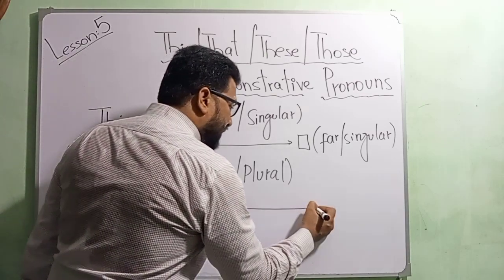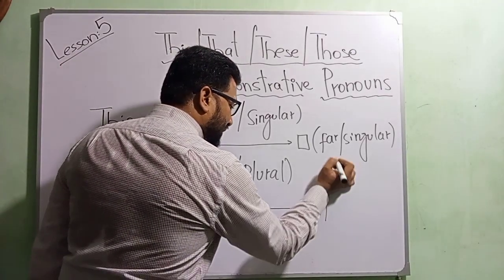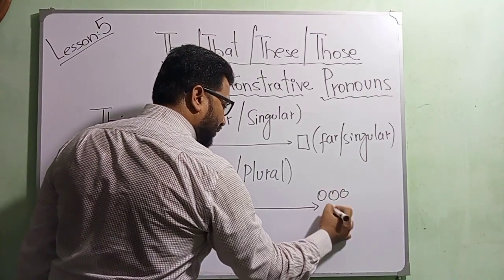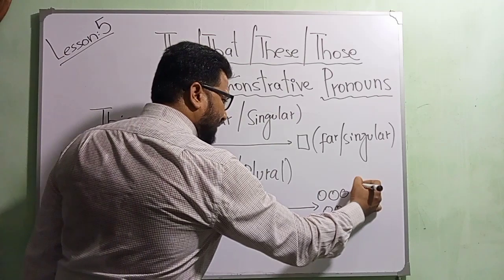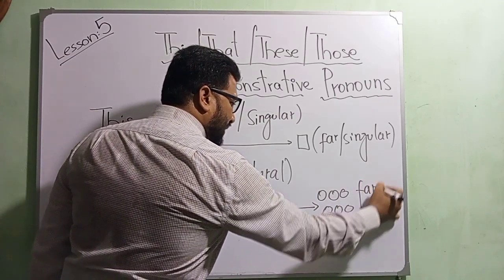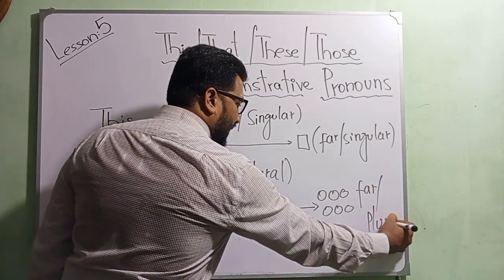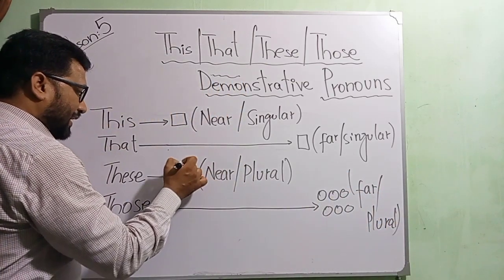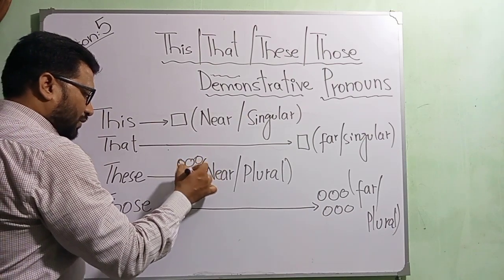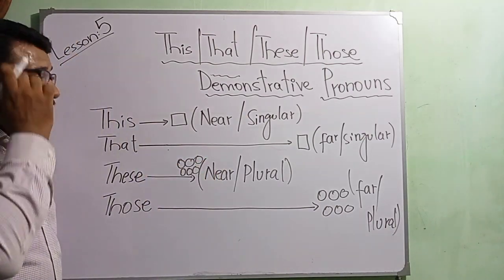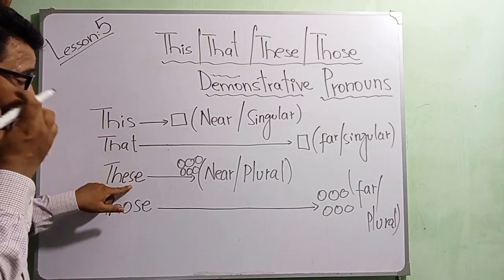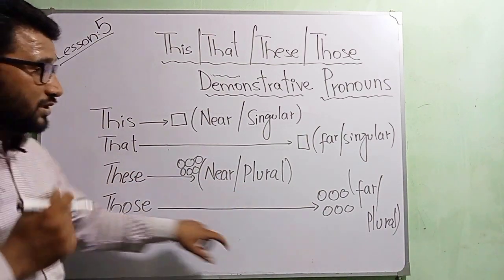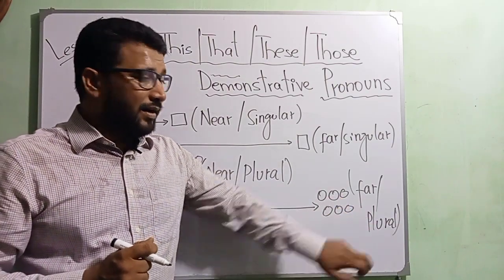But if something or some things are far, for example, 1, 2, 3, 4, 5, 6, more than one things, they are far, and they are plural. In that case, we will go for using those. Now over here you can see it should be more than one thing, or a plural noun should be there. So these we use for those nouns which are near and plural. Those are used for those nouns which are far, but they are plural as well.